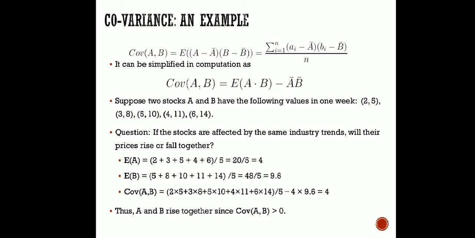Now for covariance, we are going to multiply each A value by the corresponding B value, and ultimately we are going to subtract the mean values or expected values of both of them. If you consult the previous slides, here we have simplified the formula. It has been written here, that is covariance of AB equals expected value of A dot B minus A bar dot B bar, that is the mean of A and mean of B. So it has been simplified in this manner.